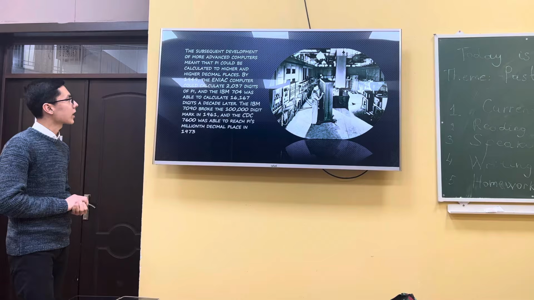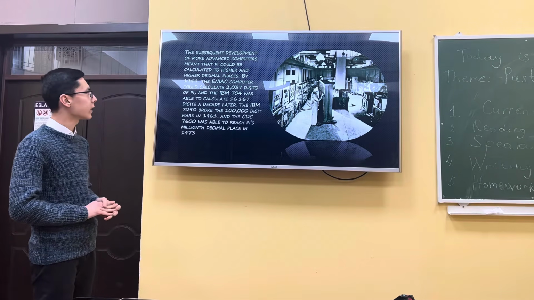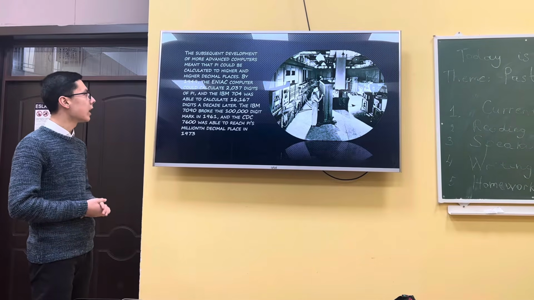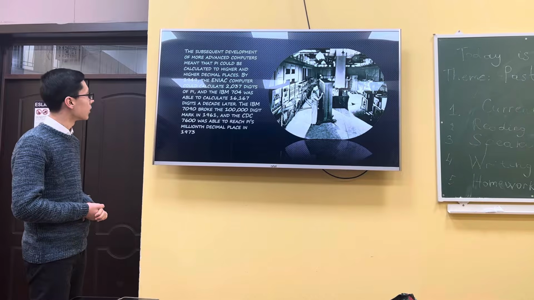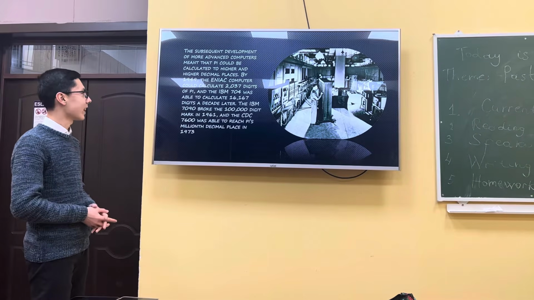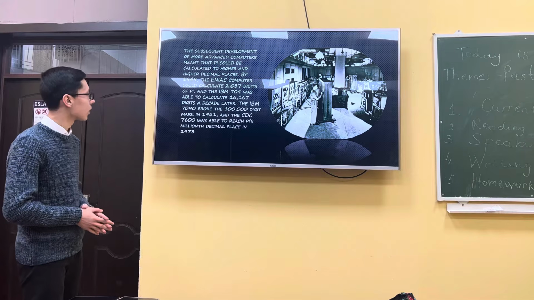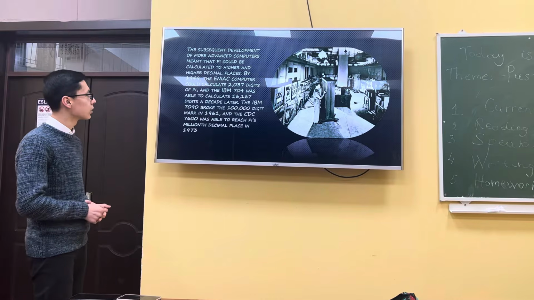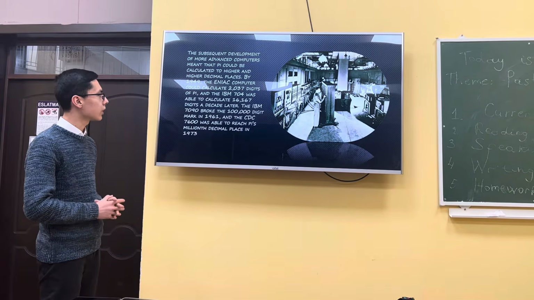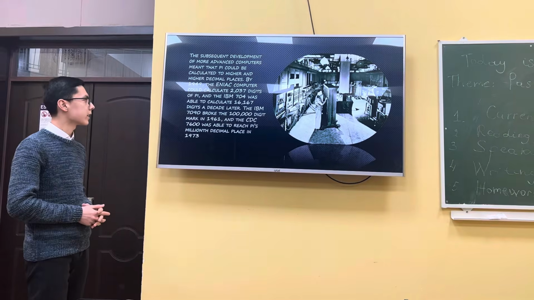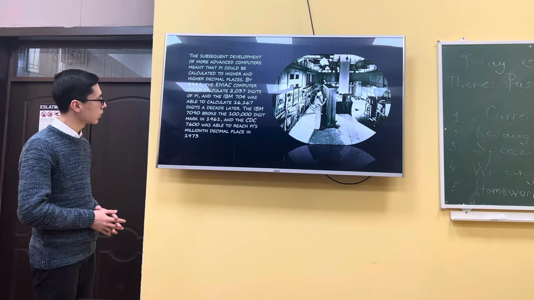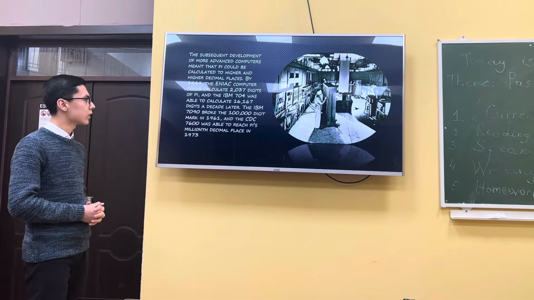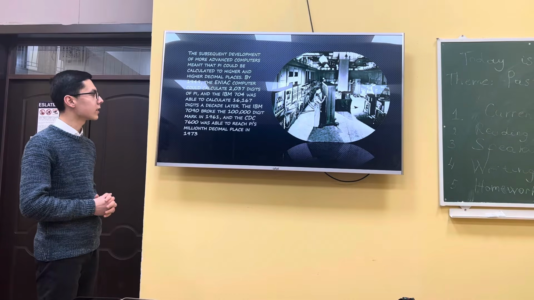The subsequent development of more advanced computers meant that pi could be calculated to higher and higher decimal places. By 1949, the ENIAC computer could calculate 2037 digits of pi, and the IBM 704 was able to calculate 16,167 digits.